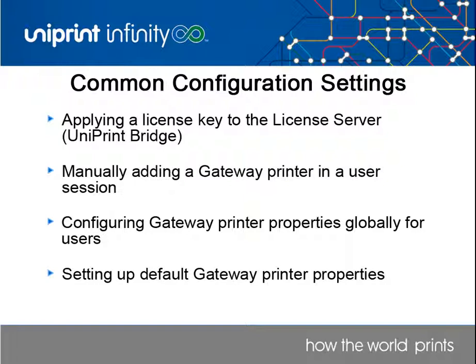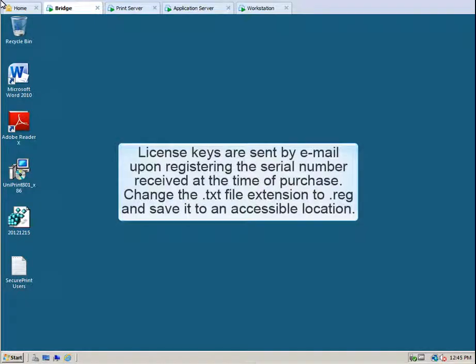Let's go to the UniPrint bridge to apply a license key to the license server. License keys are sent as an email attachment after the UniPrint serial number is registered on our website. Change the file extension of the attached file from .text to .reg, and then save it to an accessible location. I've saved mine here on the desktop.